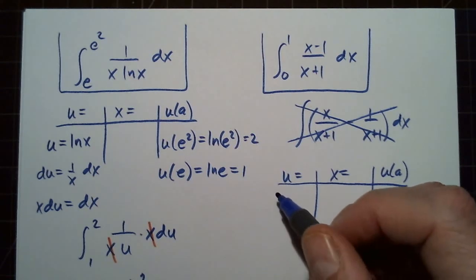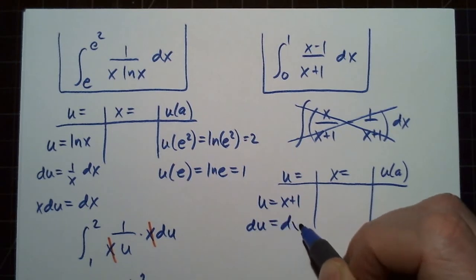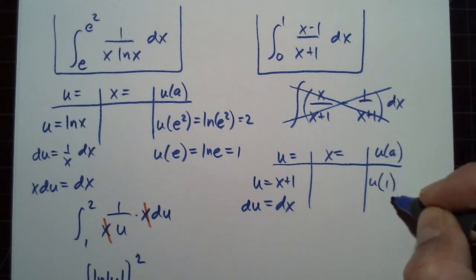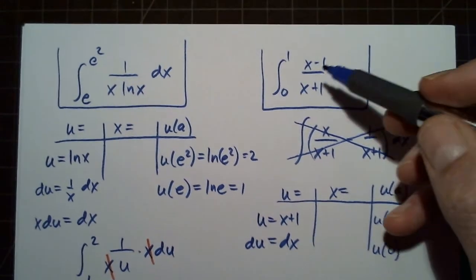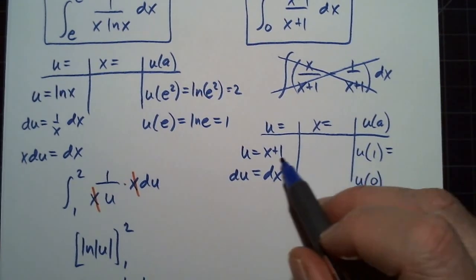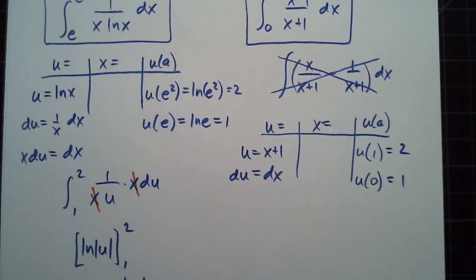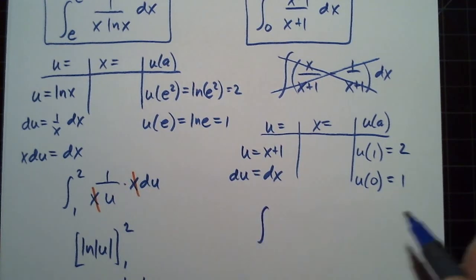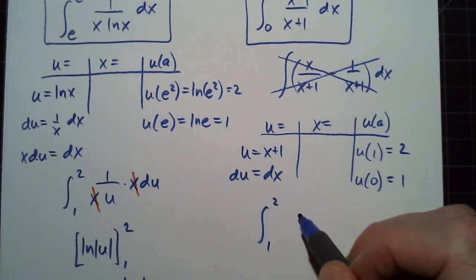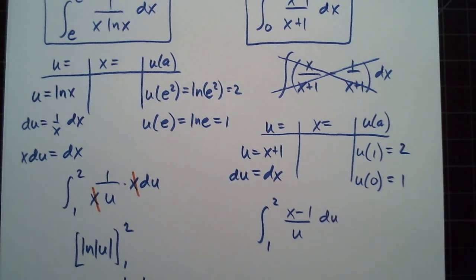And let's just try letting u equal x plus 1, du equals dx. We need to find the u value at x equals 1 and the u value at 0. The limits are 1 and 0, so let's find the u values there. Put a 1 in there, we get 1 plus 1. Put a 0 in there, and we get 1. So now we have from 1 to 2, x minus 1 over u du.